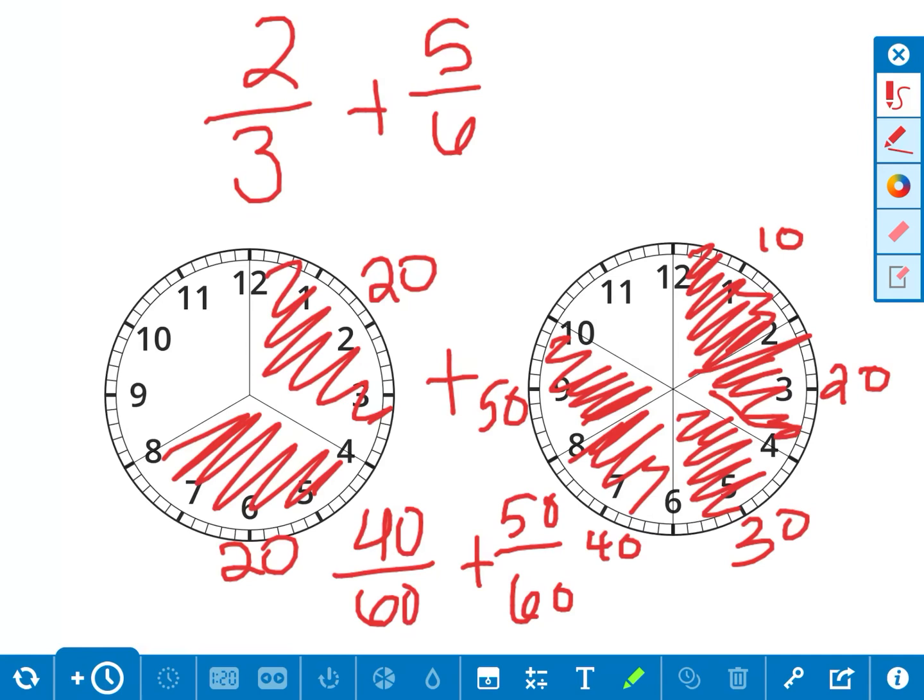Here is my equation now that I'm solving: 40 out of 60 plus 50 out of 60. That's going to give me an improper fraction. If I add 40 to 50, I'm going to get 90 minutes out of 60. Remember, it's okay to have an improper fraction. Another way we can do this is we can make a mixed number.